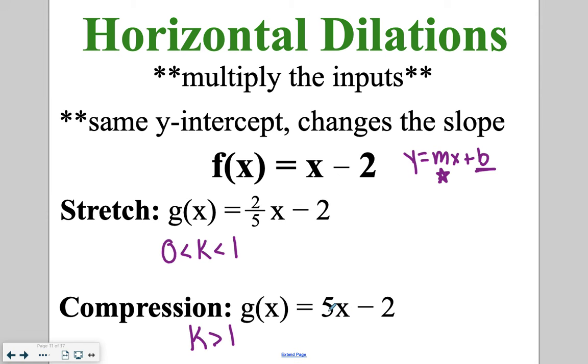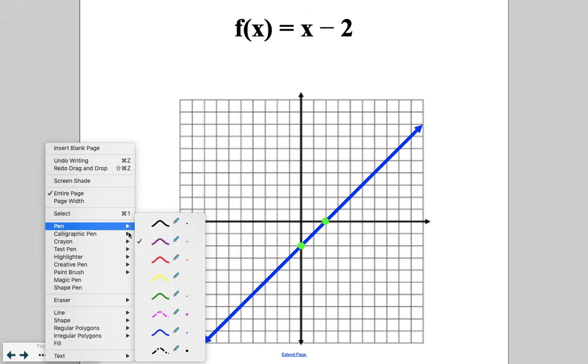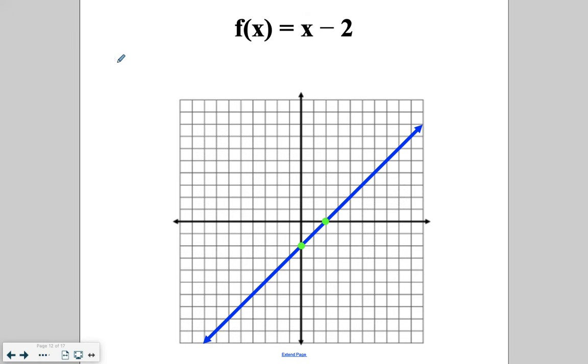Why is this different from the vertical? Let's look at that. With our first one here, we multiply and get the equation y equals 2/5 x minus 2. We're going to take that point, our y-intercept stays the same, and our new point from here is going to be up 2, over 5. Then we're going to have another point, up 2, over 5.